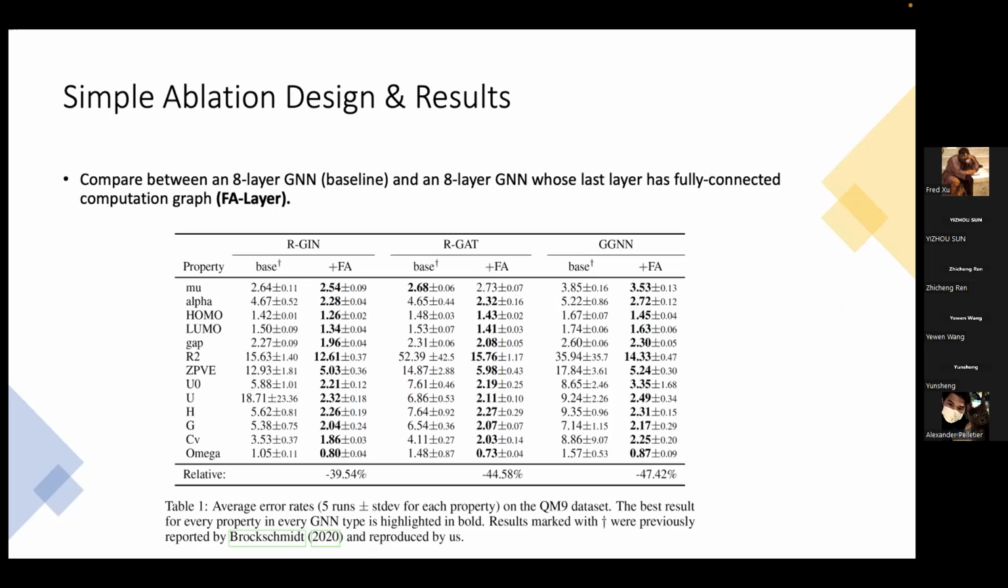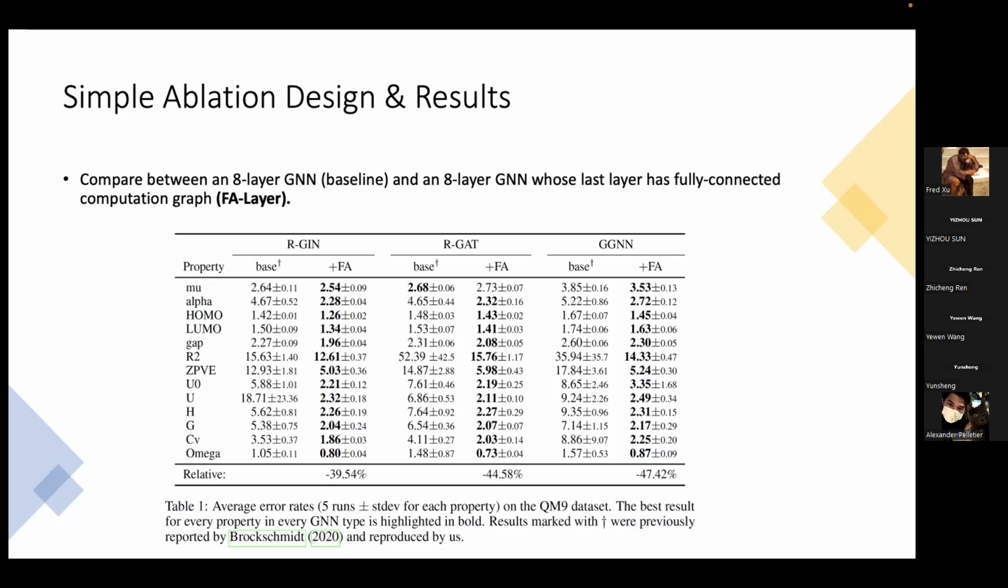So they basically want to compare the performance between the original GNN without any modification with another special type of GNN, which they call GNN plus FA. I don't know what the FA represents, but it's basically saying that in the last layer of the GNN, instead of doing the neighborhood message passing, you aggregate all the information from all the other nodes. So you essentially have a fully connected computation graph in your final layer of the GNN.